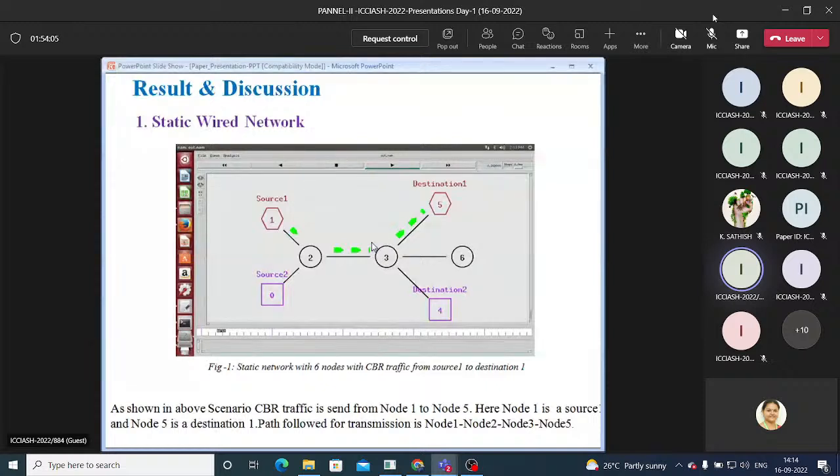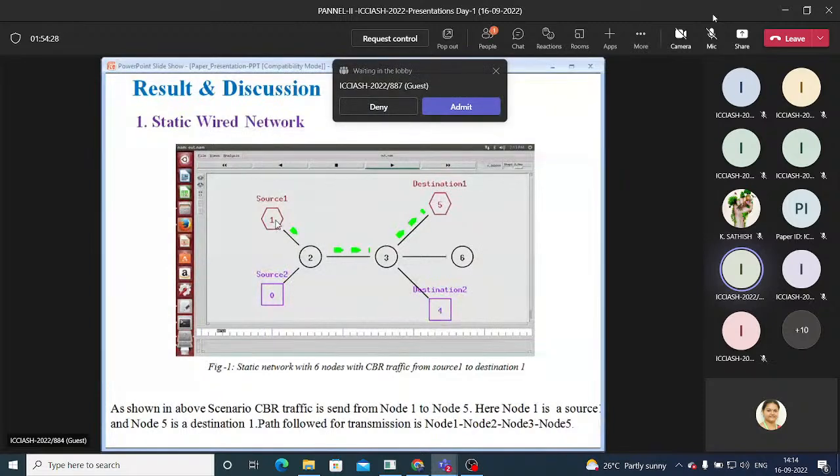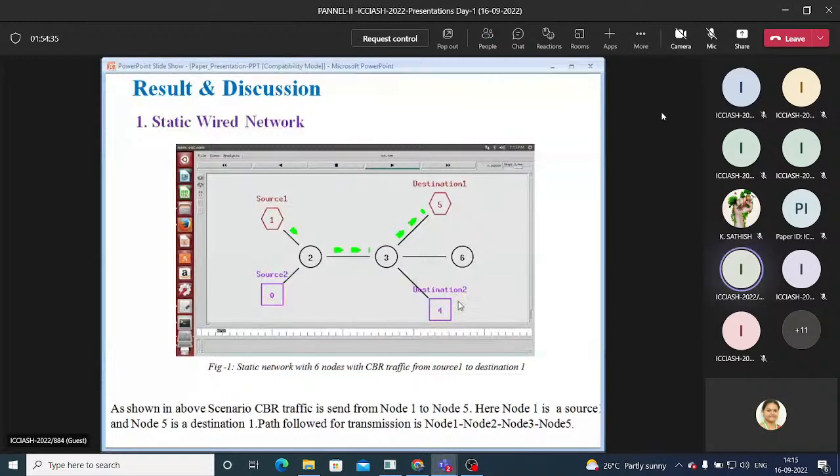In the static wired network, we have configured 6 nodes. Out of that, 2 we have configured as source nodes and 2 as destination nodes. Source 1 and source 2 are the source nodes, and destination 1 and destination 2, that is node 5 and node 4, are the destination nodes. On these nodes, we have used protocols like TCP and UDP. For source 2 and destination 2, we have configured the TCP protocol.